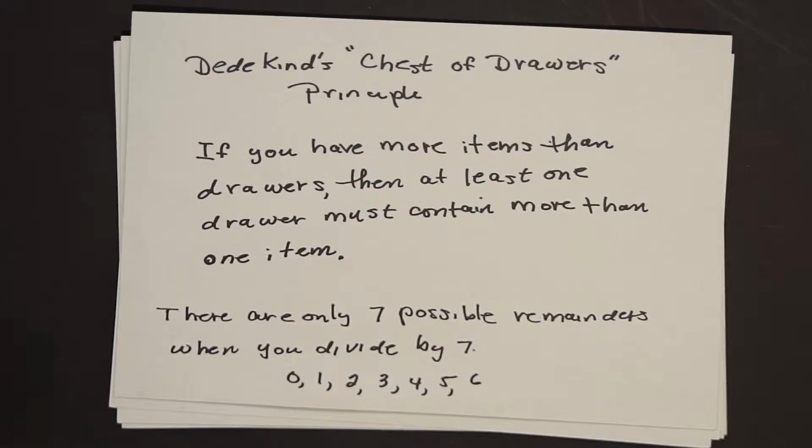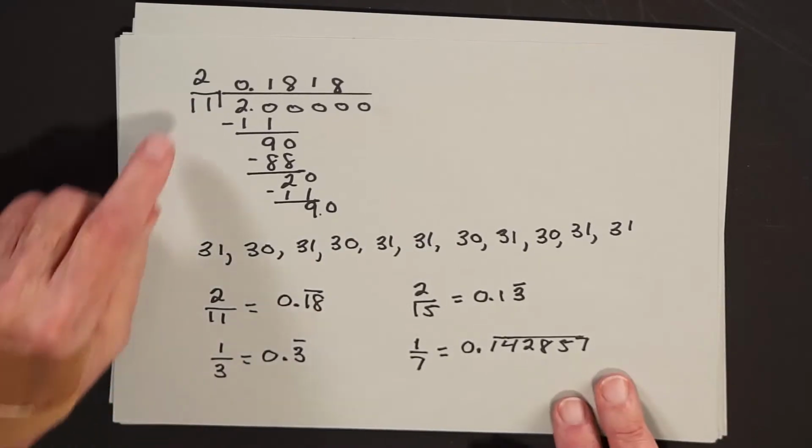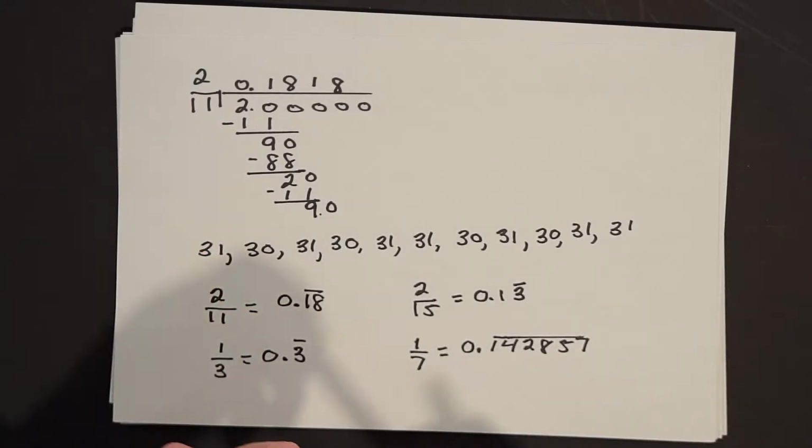So as we write out all these zeros, 0.000000, and we keep dividing, eventually by the time we get to the 8th zero, a remainder has to repeat. Okay? Let's try that with another example. Suppose I look at 2/11.